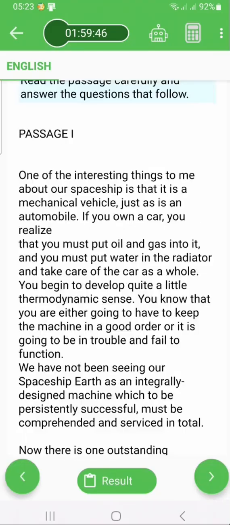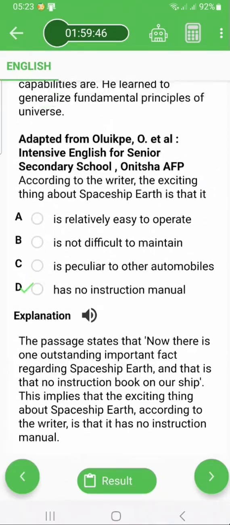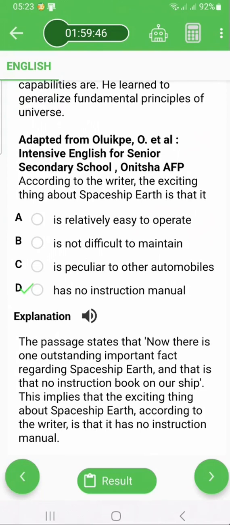I'm going to go to question number 2. And here you have a passage, right? In this passage, the question says, according to the writer, the exciting thing about Spaceship Earth is that it is what? So I'm expected to choose the right option. The interesting thing here is the AI currently knows I'm reading this question and it knows the options as well.